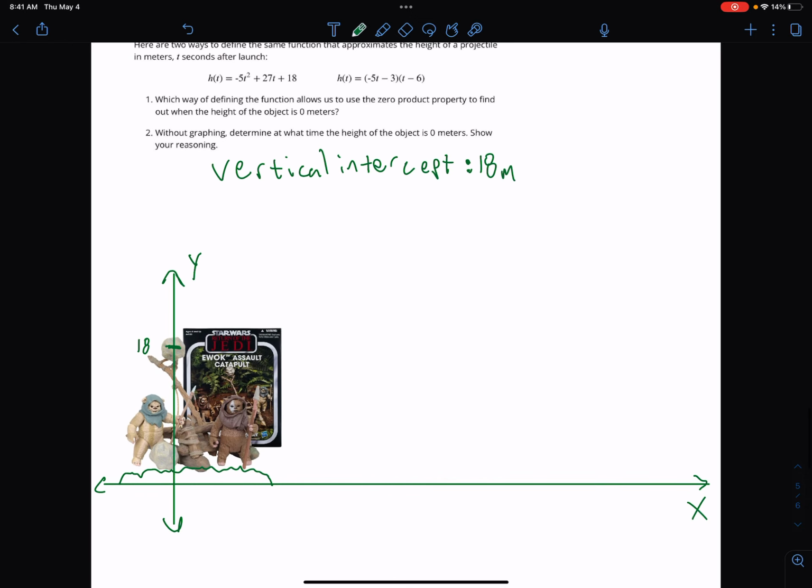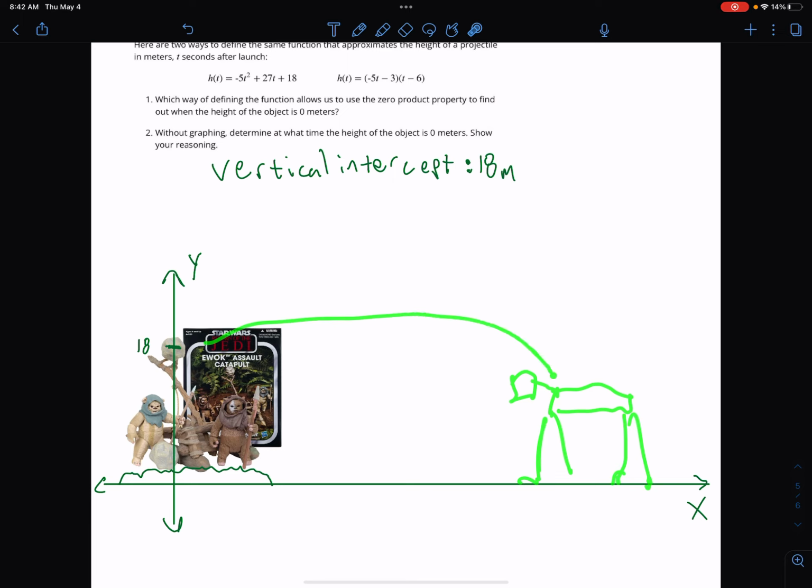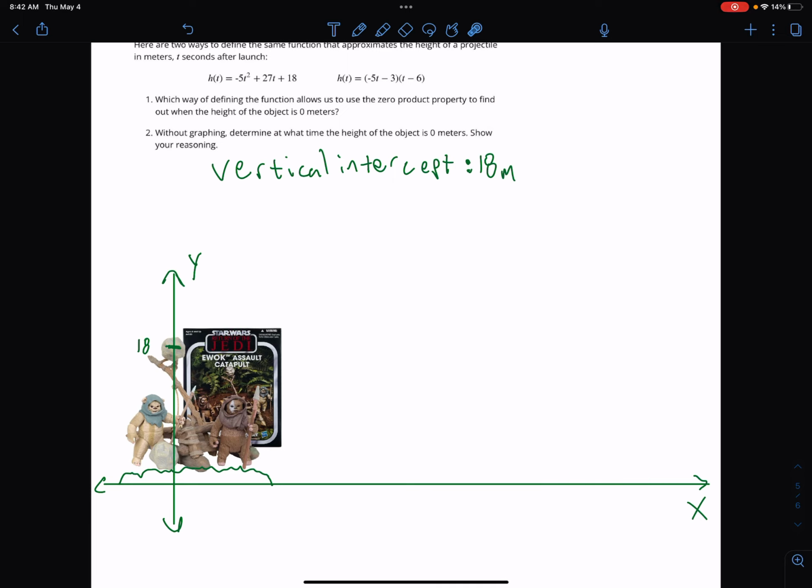Now let's find the zeros, right? We want to find out when this thing hits the ground. So let's say we've got the walker, right? There's a big thing right here. I'm not a great artist, but you've got your thing walking over here. And they want to fire this rock and strike that thing. And we're looking at when it is going to hit the ground over here. When is it equal to 0? When's the height going to be equal to 0?